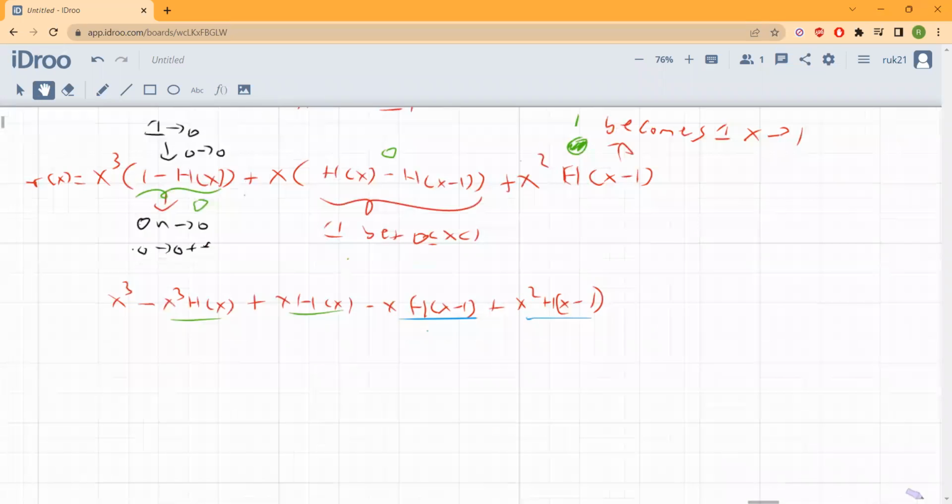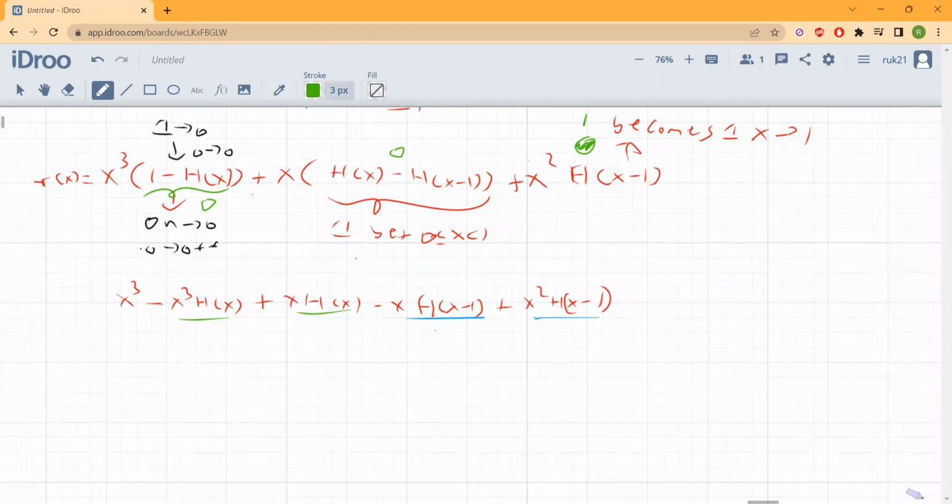So then what I'm going to do is I'm just going to factor out those things now. So we're going to get x cubed plus, and then in brackets, we're going to get x minus x cubed times h of x. We just factored out h of x there. Over here, we're going to get plus x squared minus x times h of x minus 1.